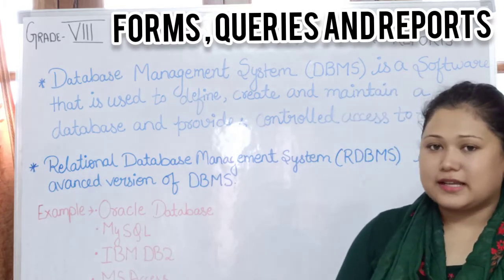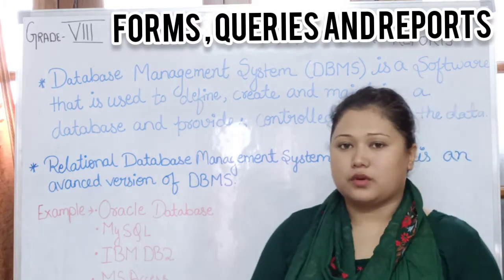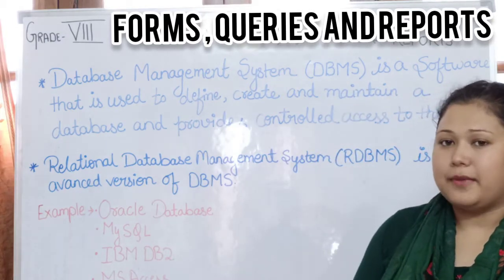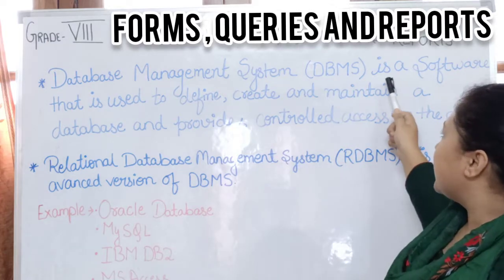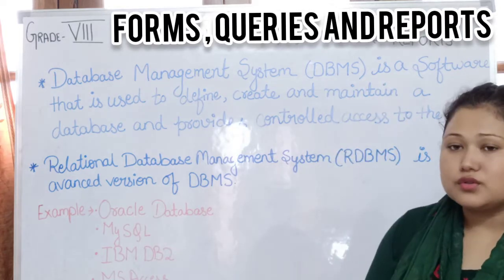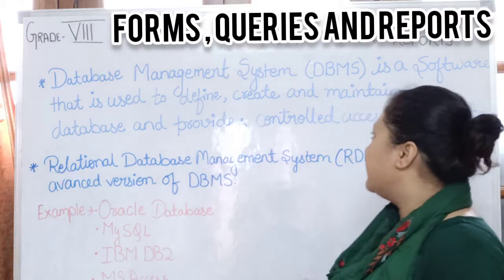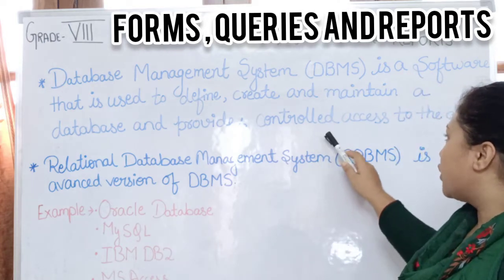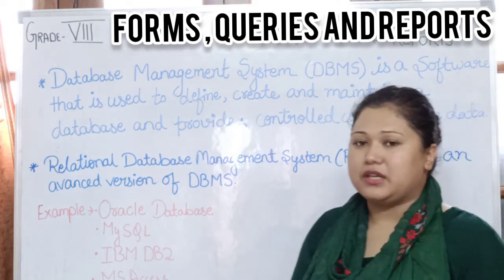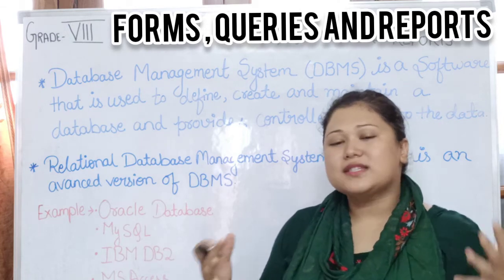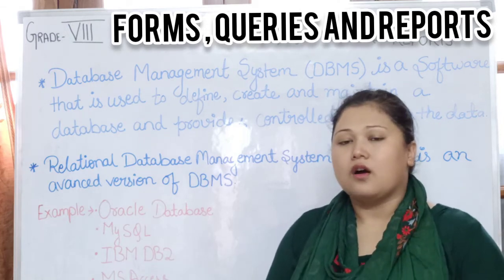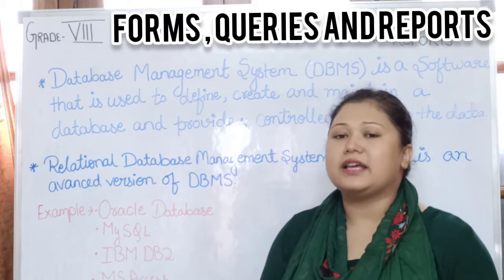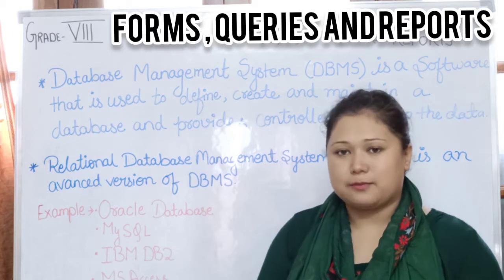Alright. So first is database management system. Database management system is a DBMS. It is an abbreviation. It is a software that is used to define, create and maintain a database and provide us a controlled access to the data. That means database एक बहुत सारे इंफॉर्मेशन का कलेक्शन है और ये एक तरह का सॉफ्टवेयर है जो हमें बहुत सारे इंफॉर्मेशन को प्रॉपरली ऑर्गेनाइज्ड और मेंटेन करने में हेल्प करता है.